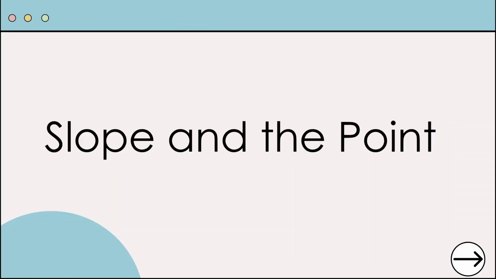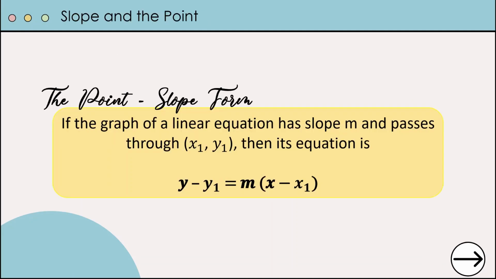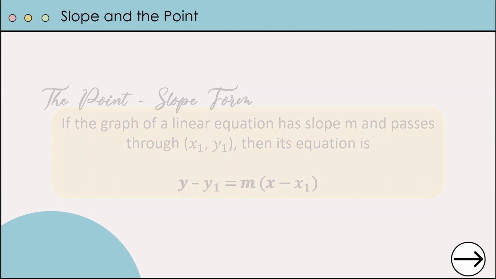Now let's have the equation of a line given the slope and the point. If the graph of a linear equation has a slope m and passes through the coordinates x sub 1 and y sub 1, then its equation is y minus y sub 1 equals m times the quantity x minus x sub 1, or what we call the point-slope form.